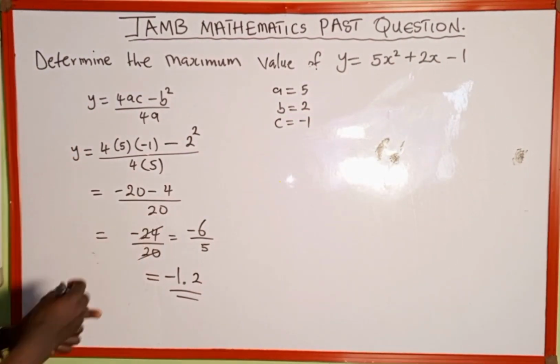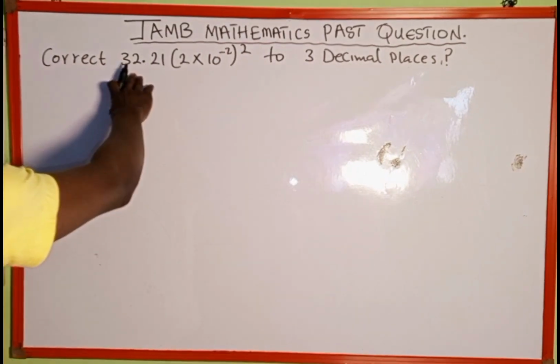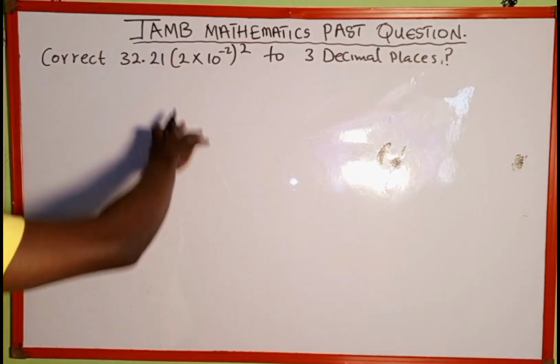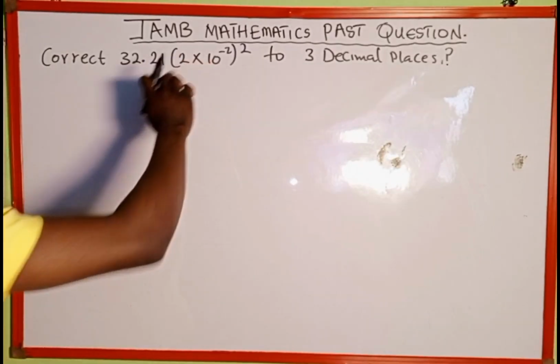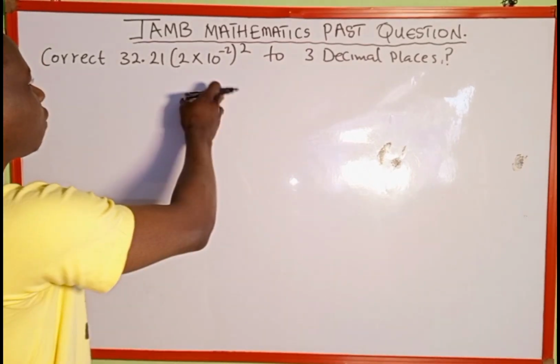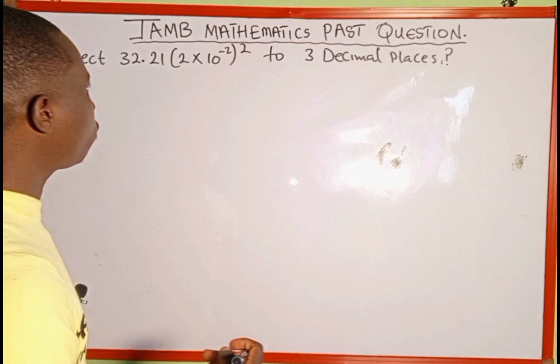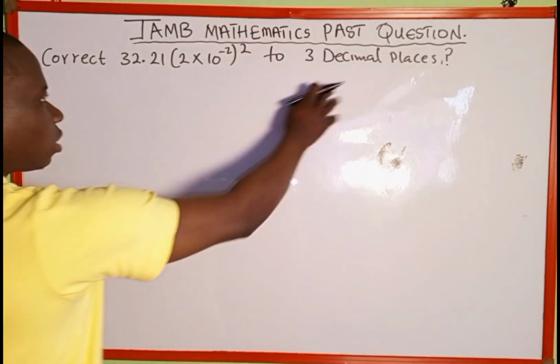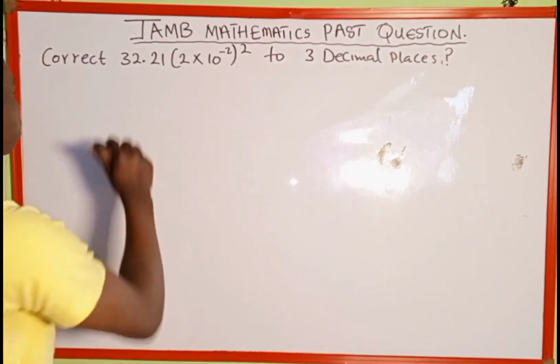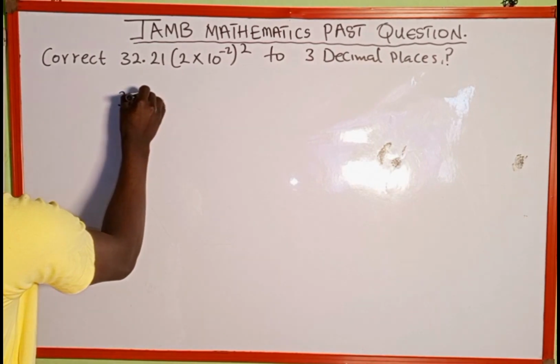So here is the answer to this question. Evaluate 32.21 into the bracket of 2 multiplied by 10 raised to the power of negative 2, and everything raised to the power of 2, correct to 3 decimal places. So what we're going to do is to simplify this and correct it to 3 decimal places.